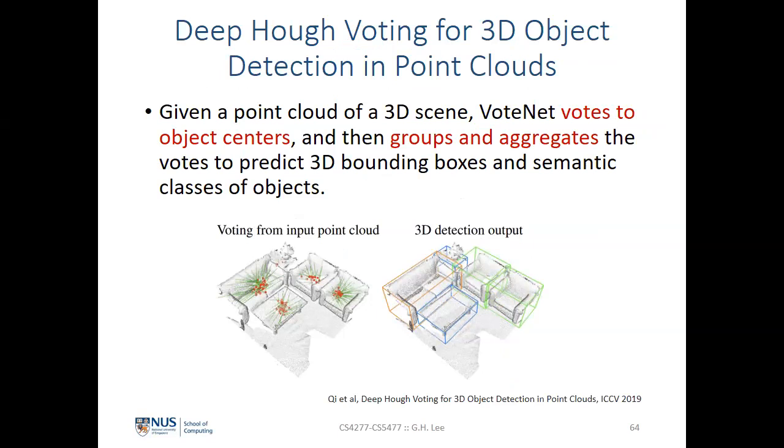So the idea is very simple. I give you this 3D point cloud, and it's actually generating votes to the object center. So it first generates a set of seeds. Then each seed casts a vote that points towards the closest object center. Then we aggregate those votes, and each vote also contains a feature. Finally, it uses that aggregated feature to regress the bounding box.